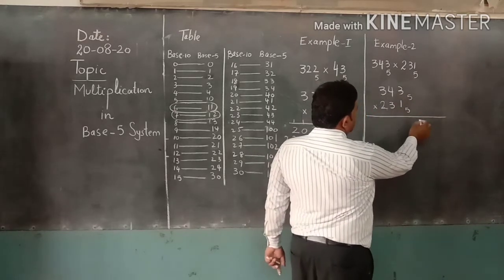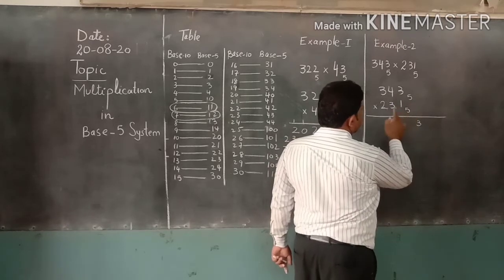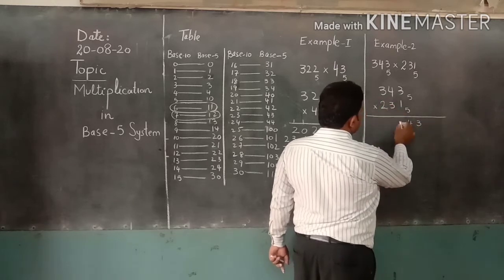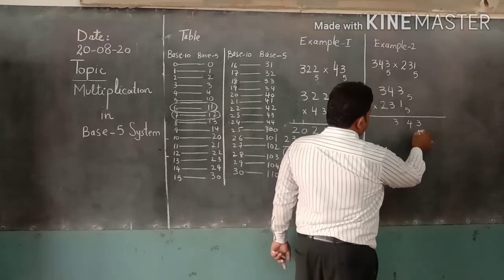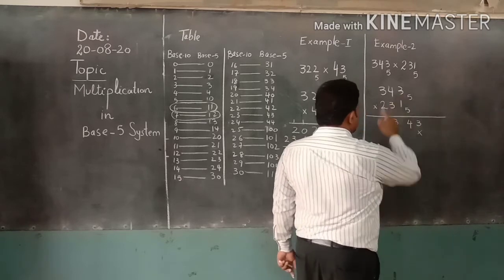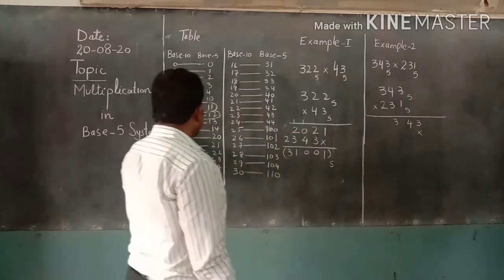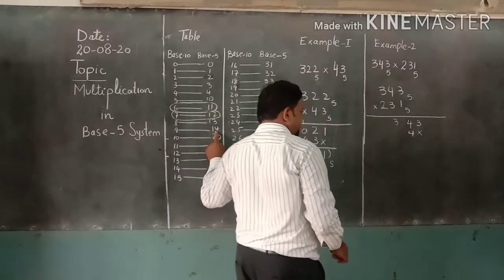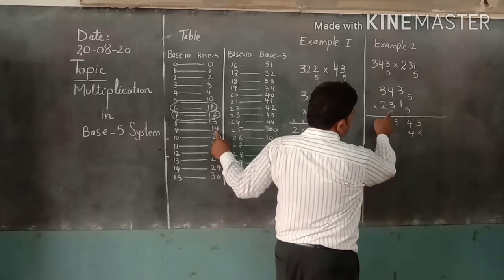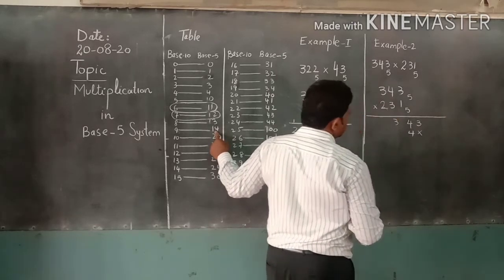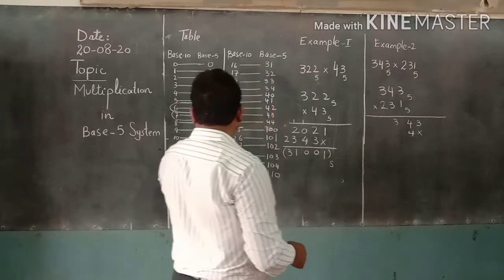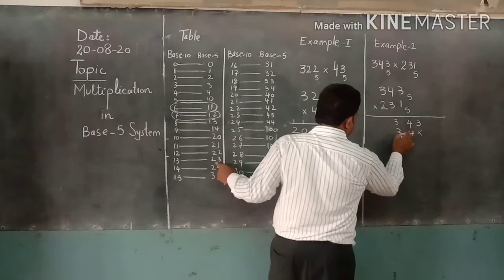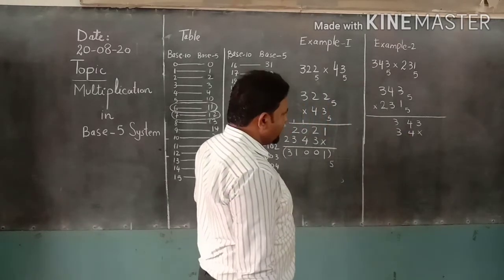1 multiplied by 3, 3 ones are 3. 1 multiplied by 4 is 4. 1 multiplied by 3, the answer will be 3. Now we take the next number. 3 times 3 is 9, and 9 is equal to 14. We write 4 here and take 1 as a carry. 3 times 4 is 12, 12 plus 1 is 13, and 13 is equal to 23. We write 3 here and take 2 as a carry.